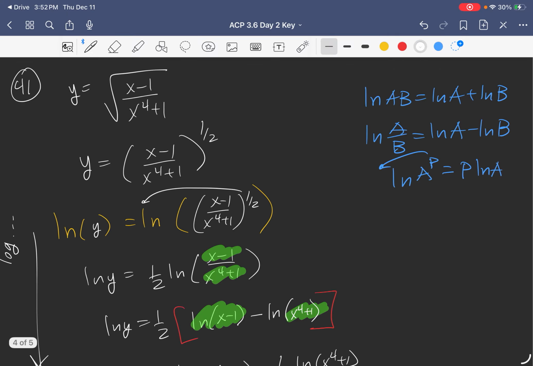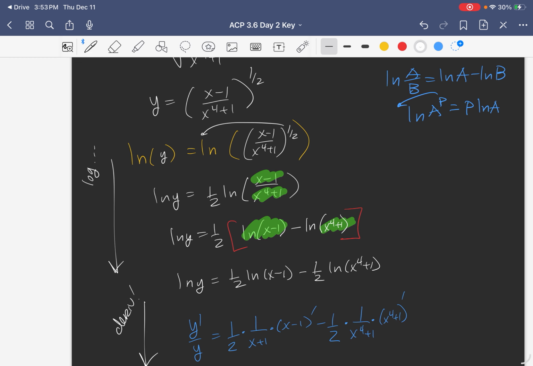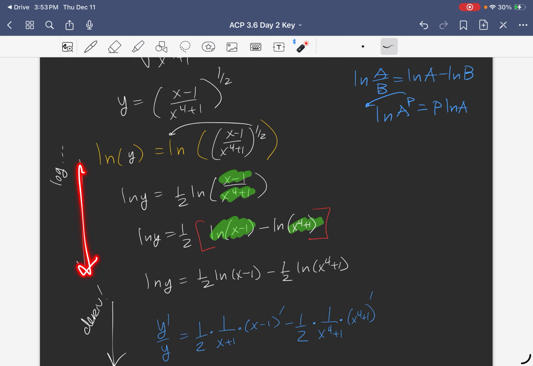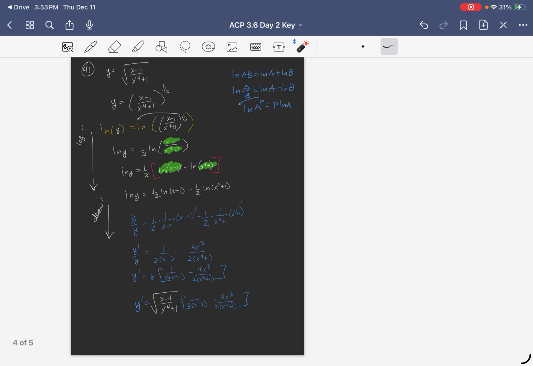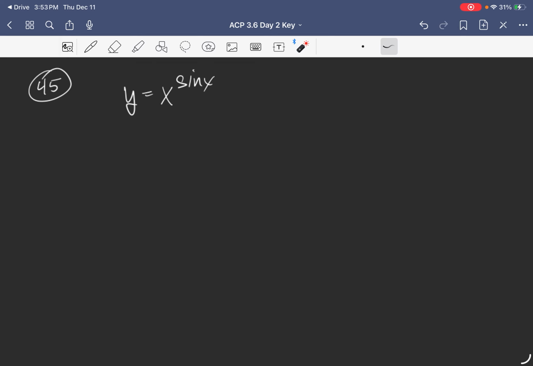Let's look at 45. It says that y is equal to x to the sine of x. So notice the last question we did, we did not have to do log differentiation. We could have done the chain rule and then the quotient rule, and it would have been super ugly. So we first changed the form using log, and then we took our derivative. So that just made it easier. But if you want to do chain rule and quotients, feel free to.